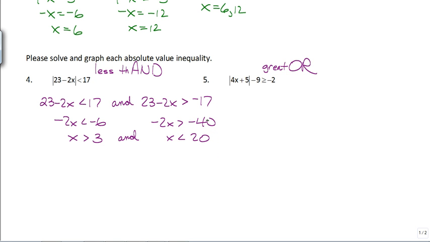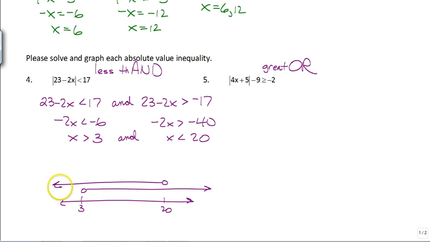And to sketch the graph, all we have to do is have our number line where we have our 3 and 20. And the first thing we have is x is greater than 3, so that's open circle above 3 going to the right. Less than 20, so open circle going to the left. And this is an AND statement, so we just have a barbell above both of them. And that's it. So why don't you try number 5?